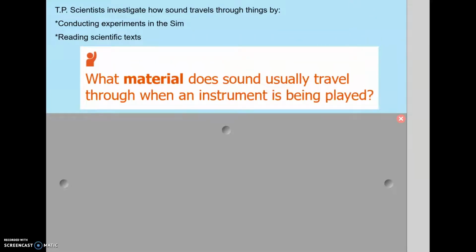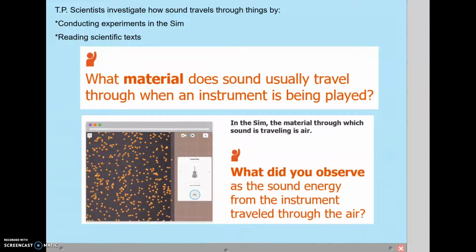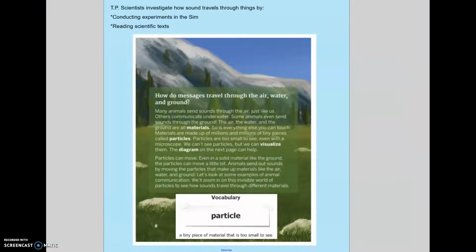Now, if we're studying what sound travels through and how it travels through, what material was sound traveling through just now? As the instrument was being played, what material was that sound traveling through? If you said air, you are correct. So in the sim, the material through which the sound was traveling was air. Now we're going to read a scientific text, and we're going to see if we can learn more about what we saw in the sim.